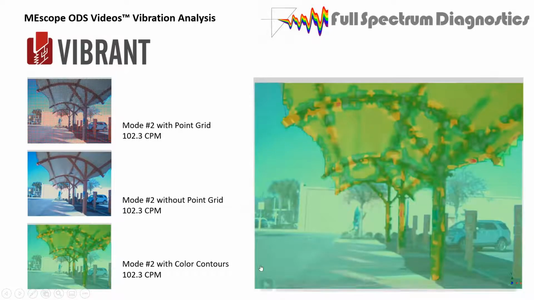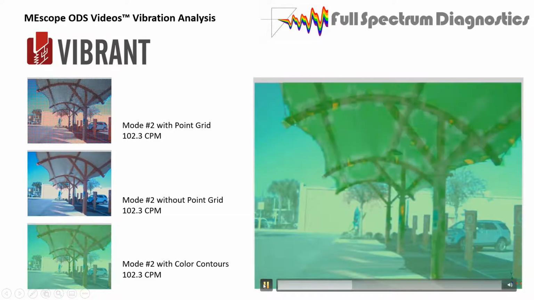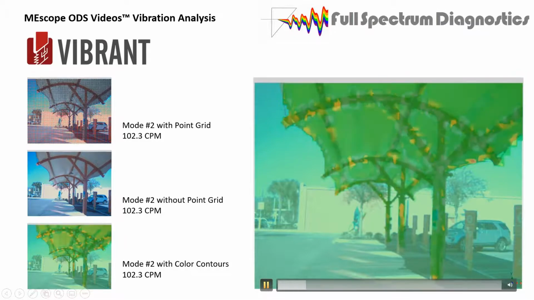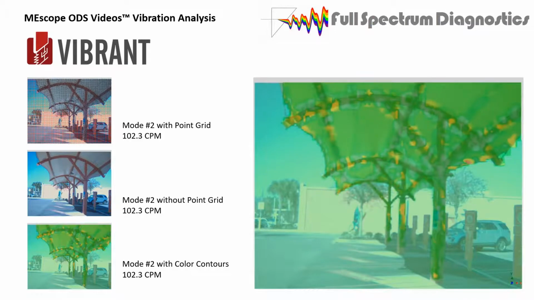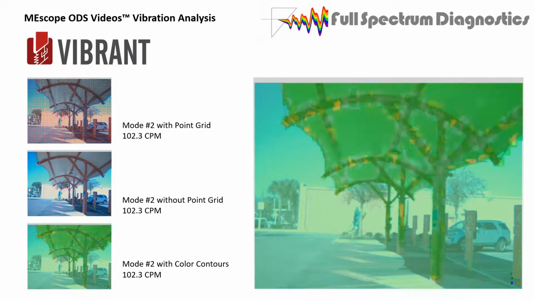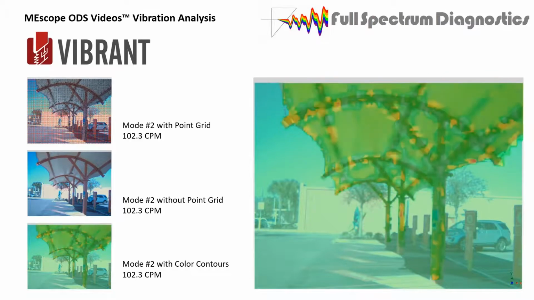Here's my color contour plot, and it's all green. Green's not moving too much, red is quite a bit, so you have little hot spots, but the whole structure's moving as a rigid body for the most part.